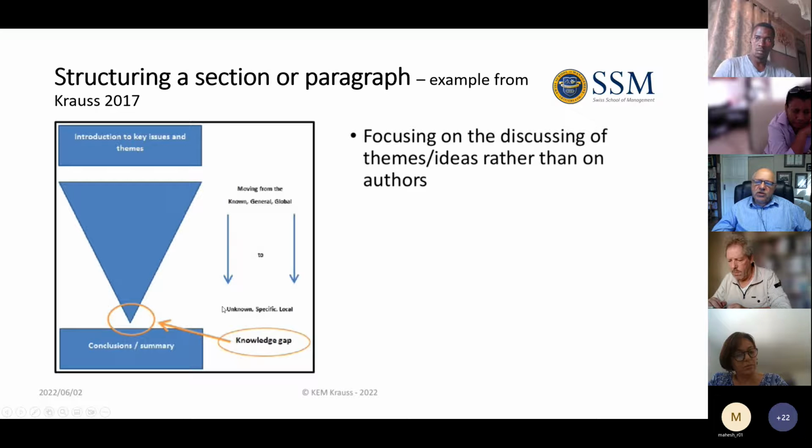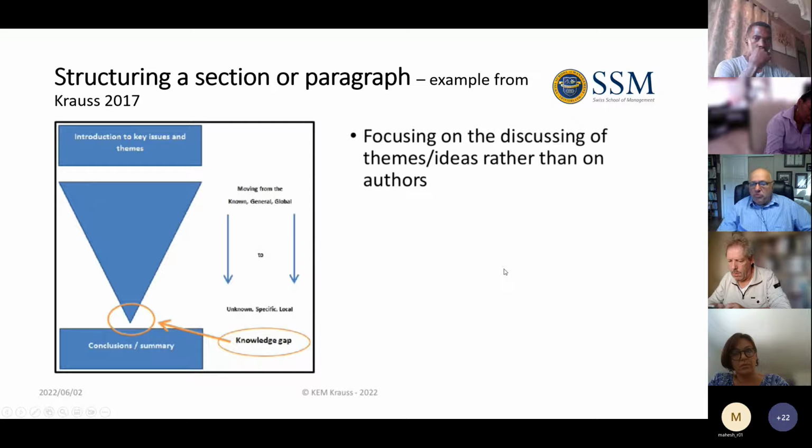You also move from the general. So in many cases, the problem statement is like a generalization that you state as an assertion, as a hypothesis, and then you move more to the specific. So in your document, you start with the known and move to the unknown. You also start with the general and move to the specific. You also start with the global and you move towards the local. So that's very important, I think, the progression throughout the document.